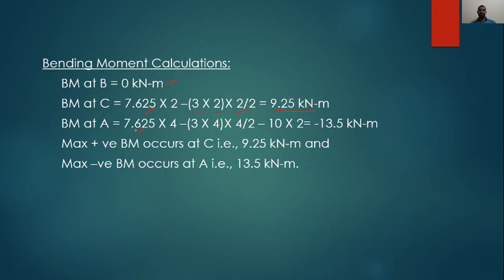You can see 7.625 into 4, 3 into 4 into 4 by 2 minus 10 into 2. Finally, it is 13.5 kilonewton meter. And here the maximum value of bending moment in negative is 13.5 at support and positive 9.25 at C.